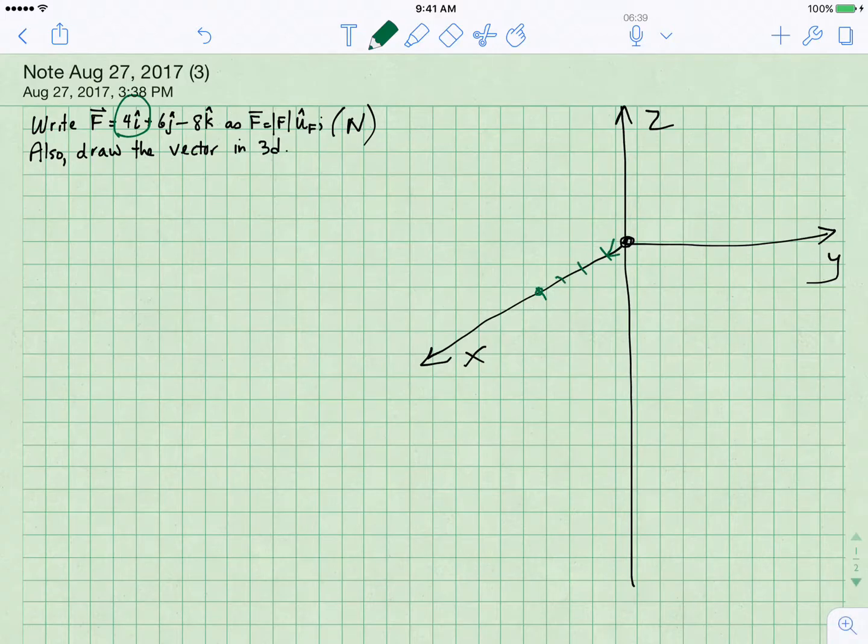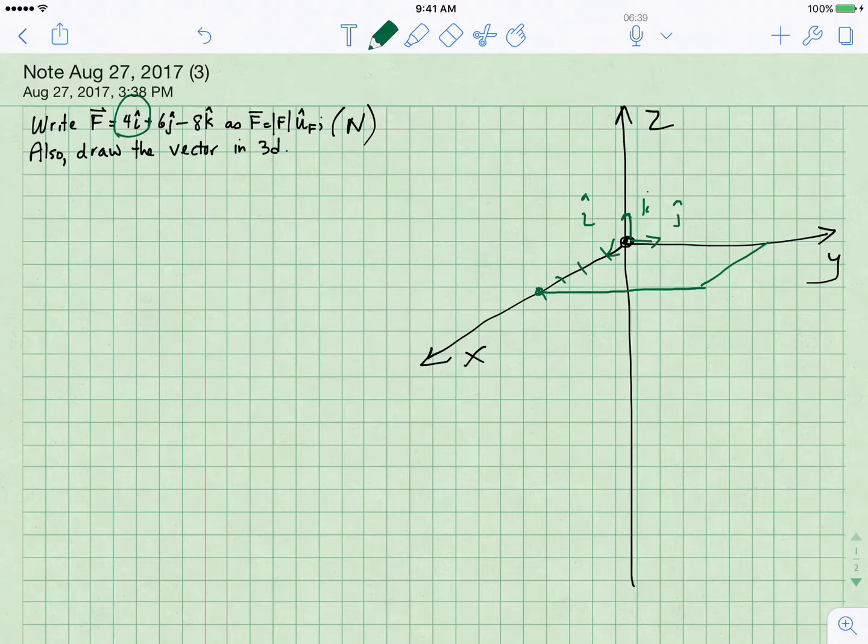Remember, i is the unit vector in the x direction, j is the unit vector in the y, and k is the unit vector in the z. So 4 out along the x, and then I need to go a total of 6 out along the j, and so I'm mentally counting off 1, 2, 3, 4, 5. That's about 6. Looks like about 6 to me.